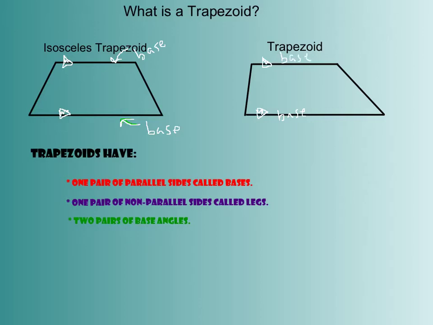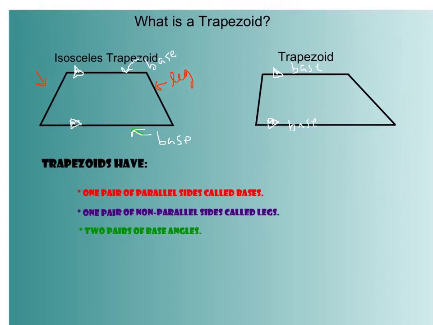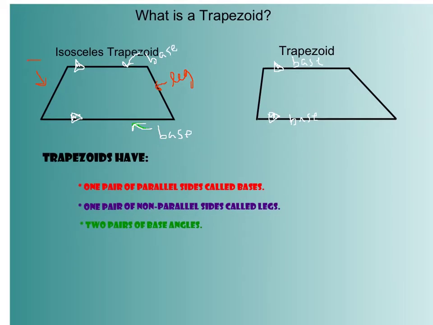The next thing that we have is one pair of non-parallel sides called legs. So this here is a leg. This here is a leg. And we've got 2 legs on the picture to the right. So there we've labeled all of our bases and all of our legs.